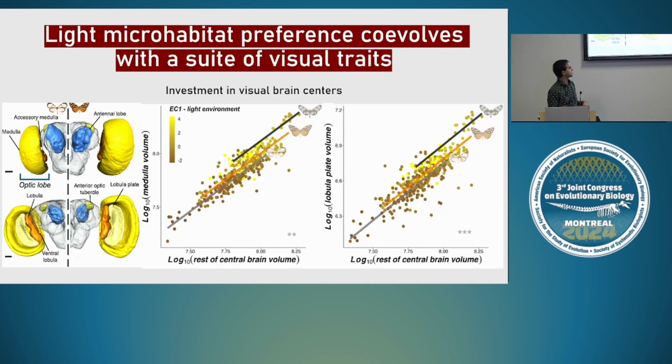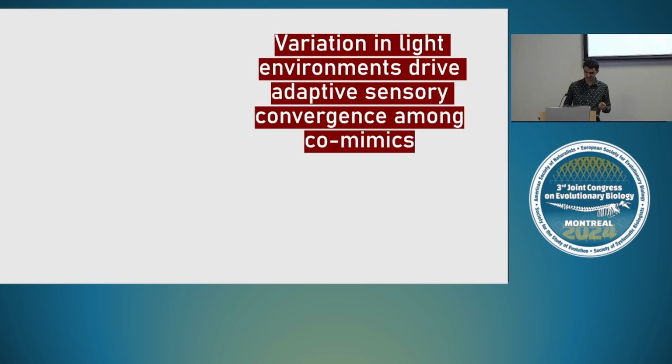Again, we found significant positive associations with the relative investment in the optic lobe and the light environment. So here we've got the medulla and the lobular plate, which are just two of the neuropils found within the optic lobes. And generally, what we found is that species that have evolved to live in brighter light environments have convergently evolved larger optic lobe neuropils.